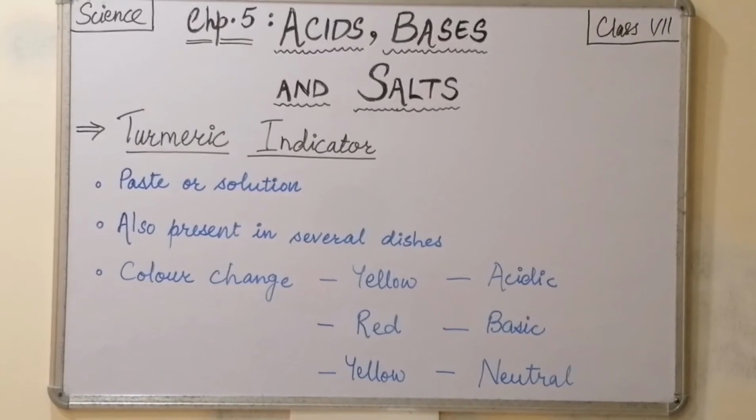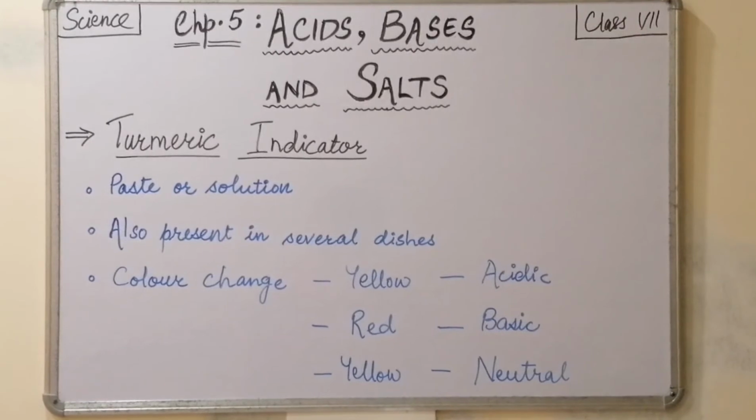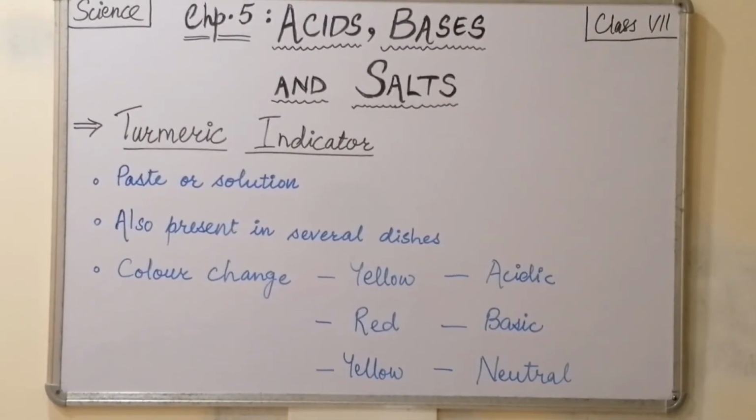That is, using the lemons we will get only the same yellow color, using the detergent we will have the red color, and if we use water, again the color is going to remain the same, that is yellow. So with this we have completed the turmeric indicator as well.